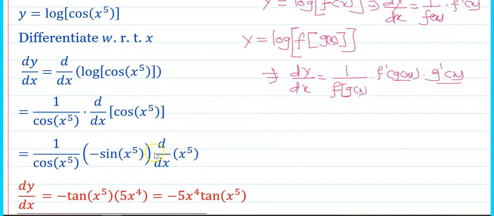Similarly here, see this. d/dx of log of cos of x raised to 5 means what? Again, first, what is f of x here? f of x is cos of x raised to 5.